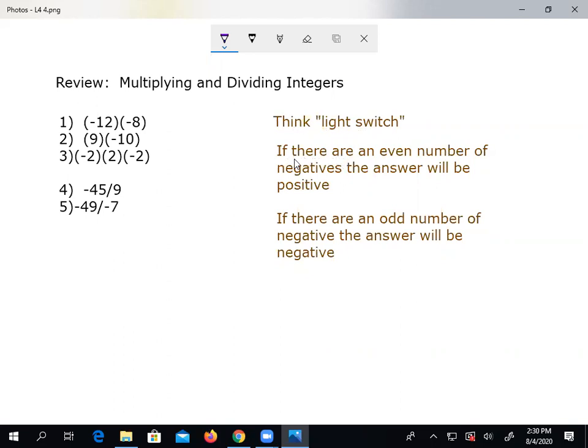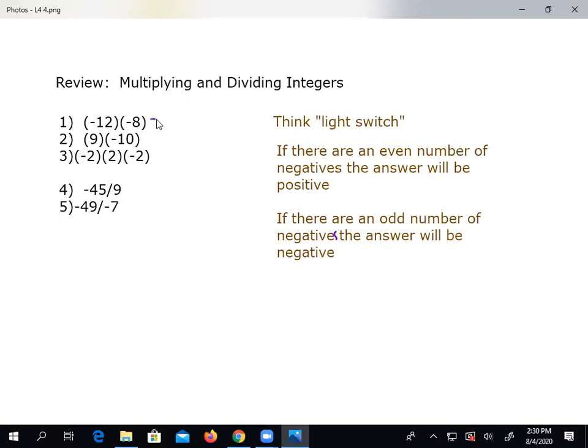So a little highlight here is if there's an even number of negatives, the answer will always be positive. So if there's 2, 4, 6, 8, 10, if there's that many negatives in the problem, it's going to always flip it back to a positive answer. If there's an odd number of negatives, then the answer will always be negative. So if there's like 1 negative or 3 negatives or 5 negatives, the light switch is going to end up on a negative value again.